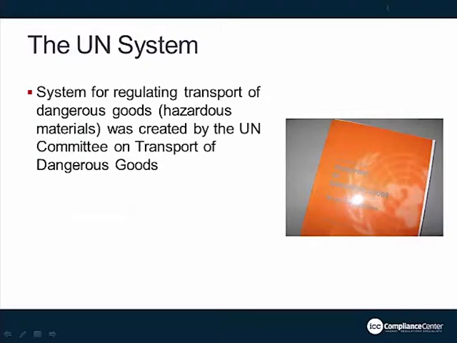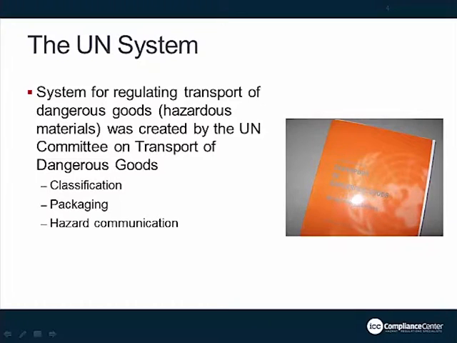The general system for regulating transport of dangerous goods, or as they are called in the United States, hazardous materials, was created by the UN Committee on Transport of Dangerous Goods. This document is known as the UN Recommendations for Transportation of Dangerous Goods, sometimes known as the Orange Book because of its color. It establishes general standards for classification of dangerous goods, how to package dangerous goods, and how to communicate the hazards of dangerous goods using labels, placards, and shipping papers.